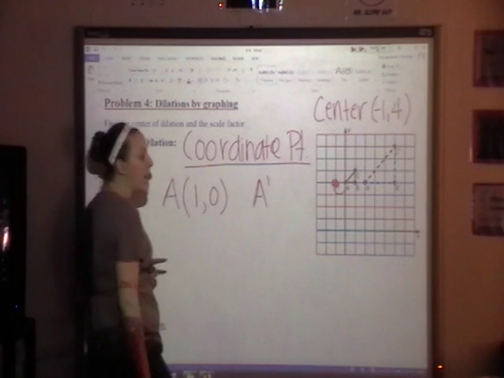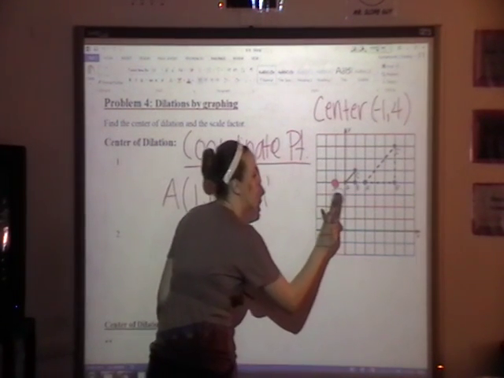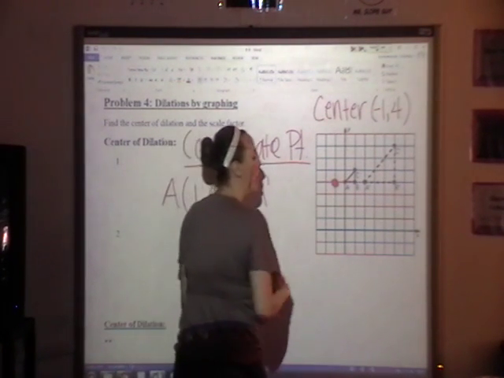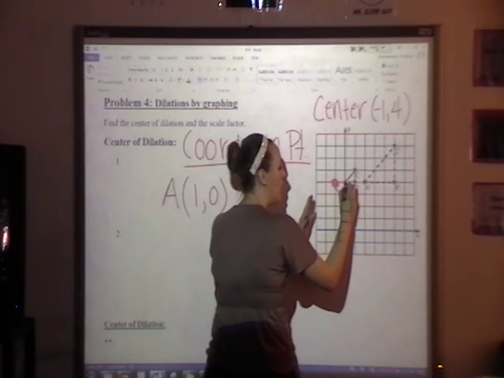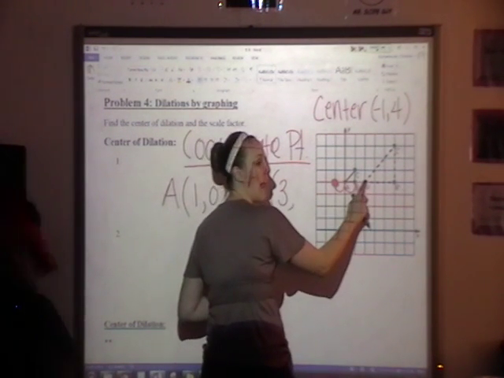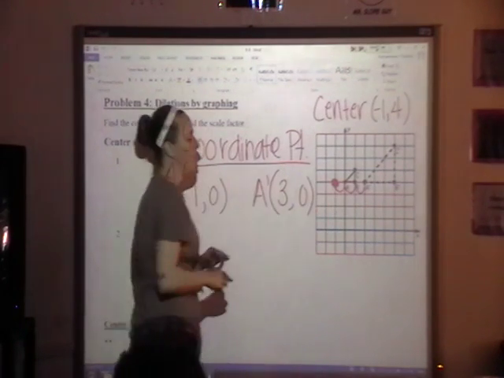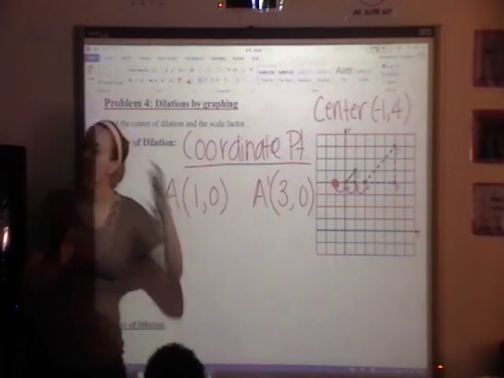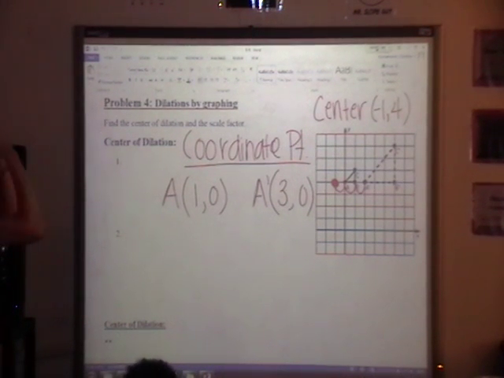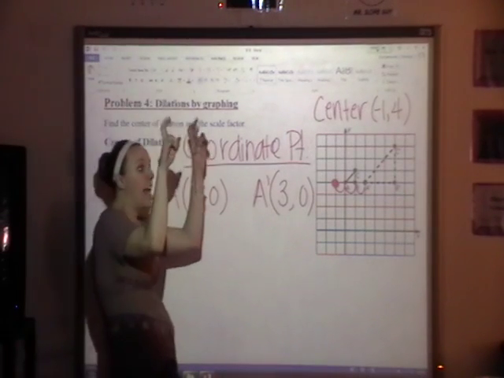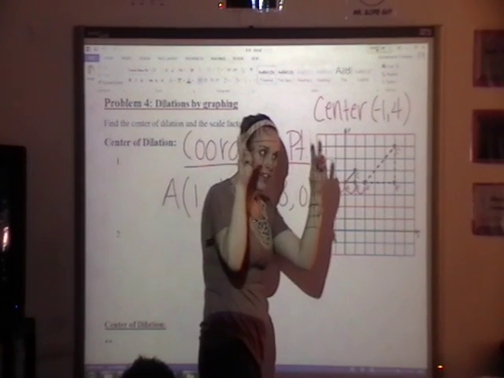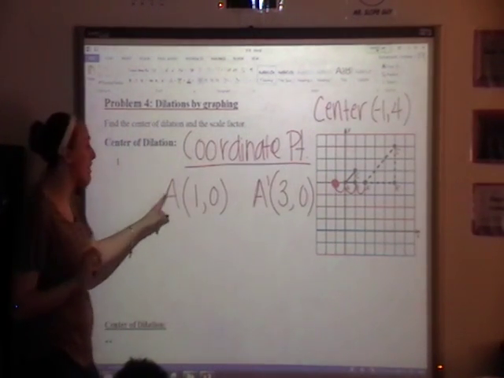To get to A prime, still treating center like 0, 0, but now I have to go to the right more. We're going to go to the right 1, 2, 3. I went to the right 3. Did I go up or down anything? No. 0. So then A prime is 3, 0. Super weird, I know. So treat center like 0 and find the coordinate points from center of dilation, from your origin. So now we have A and we have A prime.